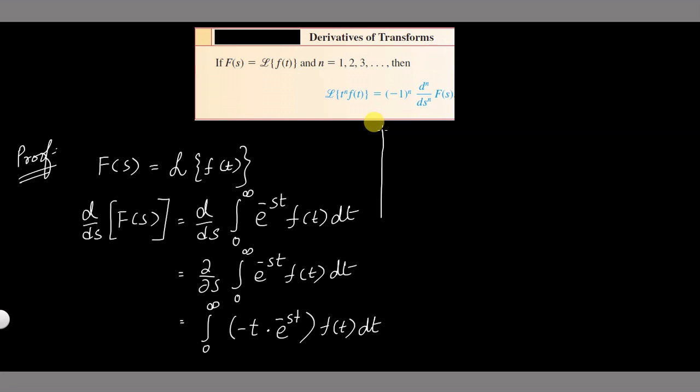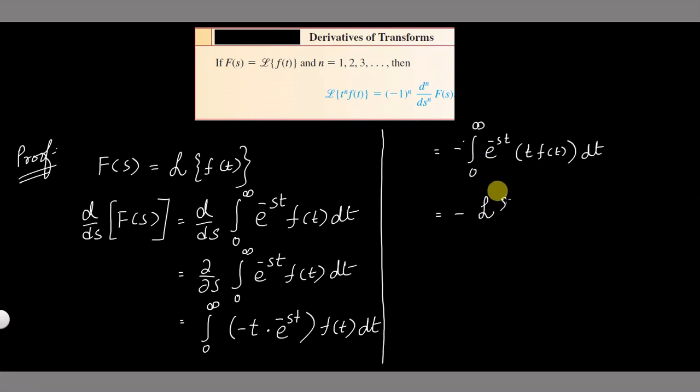Now further, just check what we are doing. This minus will be out of the integral, so this will become 0 to infinity e raised to the power minus st, and just take t and f of t into the bracket, and if we close this form according to the definition, this will happen.